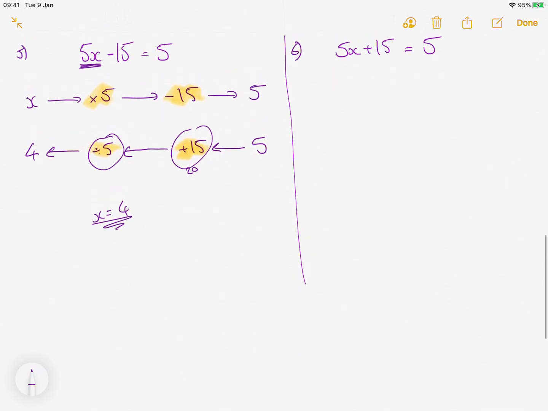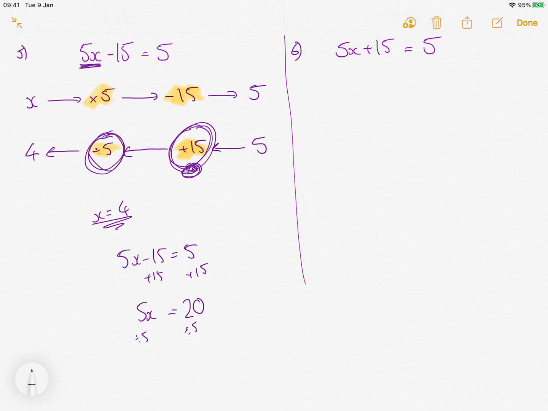And I'll just show the balancing method because it's pretty much exactly the same as this, it's just written in a different way. So if you have that, then we're thinking, what's the inverse? Well, add 15. So if I add 15 to both sides, then minus 15 add 15 is nothing, so 5x equals 20. This is where I got that 20 from here. Then divide by 5. Notice I divided by 5, so it's the same steps, it's just written in a different way, and I think it will help you out when equations get harder as well.